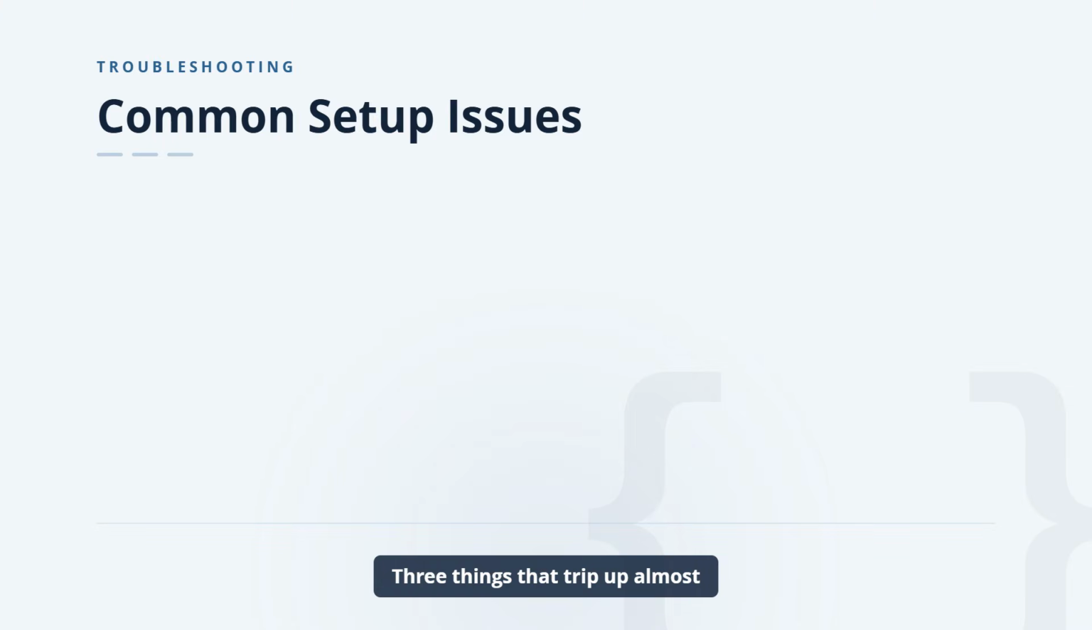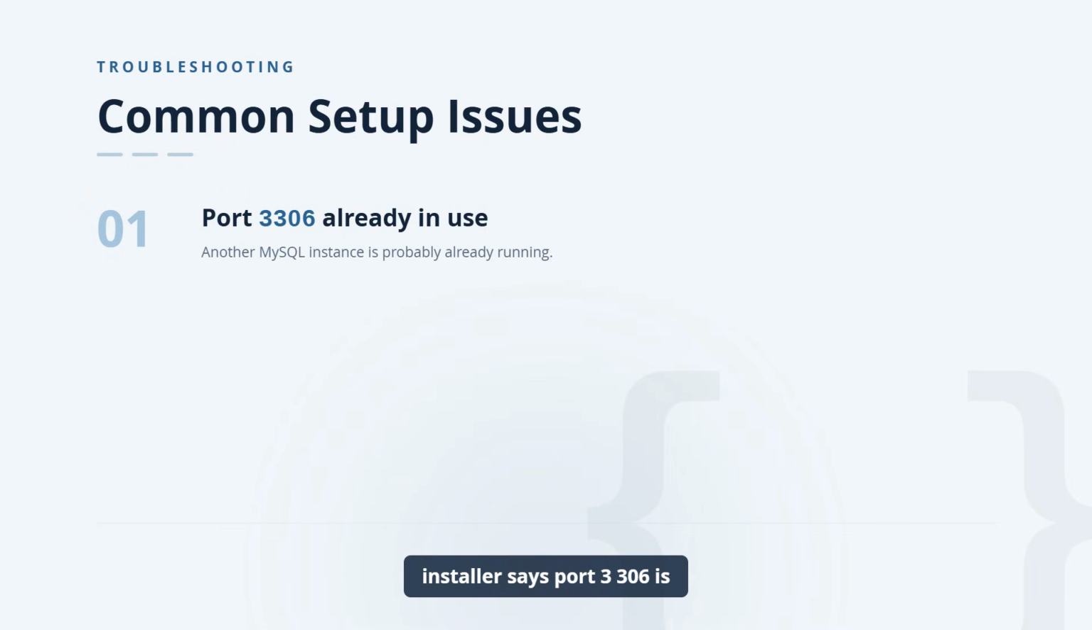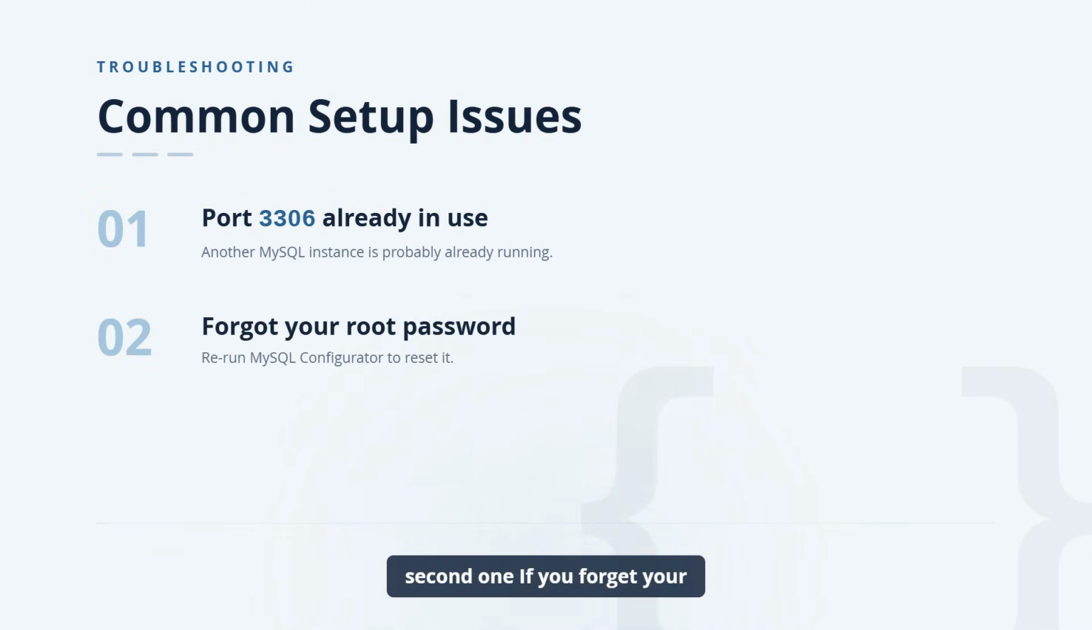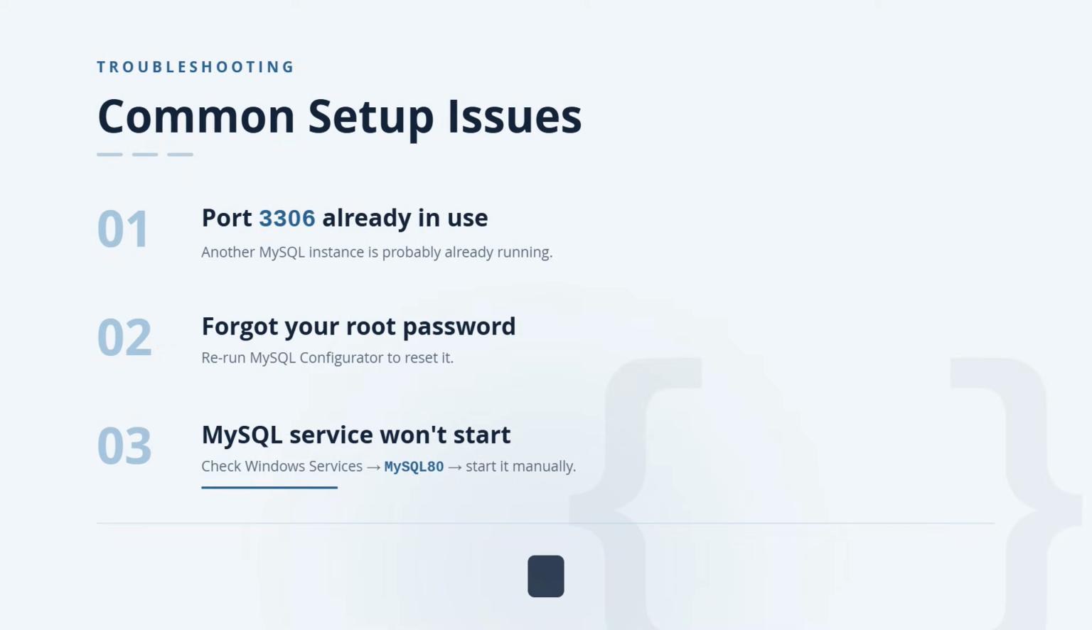Three things that trip up almost everyone the first time. If the installer says port 3306 is already in use, another MySQL instance is probably already running. Check your Windows services list before installing a second one. If you forget your root password, you're not stuck. MySQL Configurator can reset it. Just rerun it from the Start menu. And if the MySQL service won't start at all, check Windows Services for MySQL 80 and start it manually. That alone fixes it most of the time.